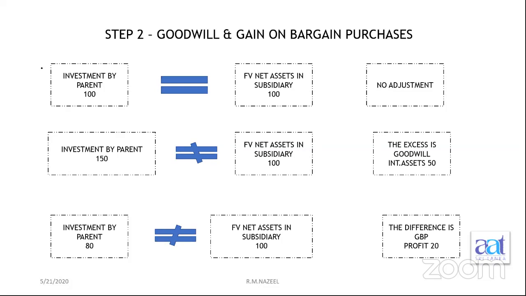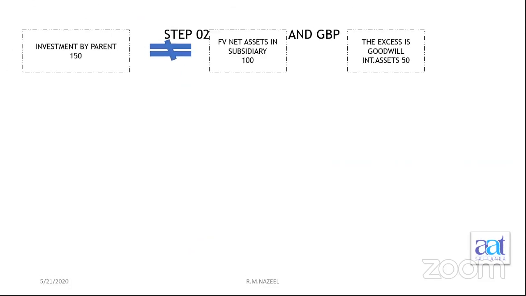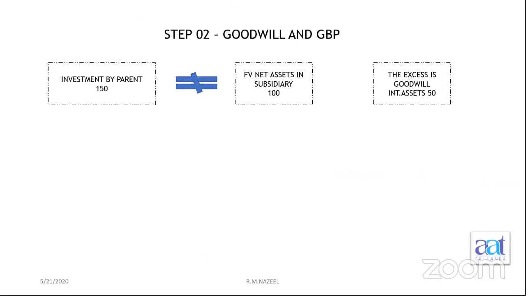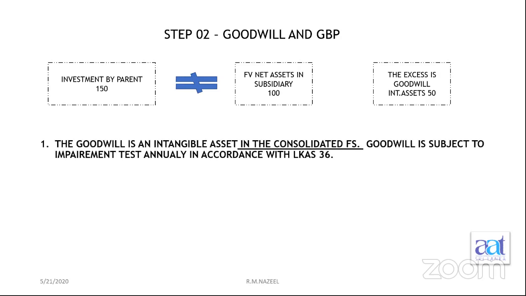Okay. Now we'll see, if the goodwill comes, how we are going to incorporate it, right? So the investment by the parent is 150, the net assets are 100. So therefore the excess is the goodwill of 50,000. Okay, goodwill 50, right? So the standard says goodwill is an intangible asset. See the word underlined: in the consolidated FS, in the consolidated accounts. So you can't have it in the parent, you can't have it in the subsidiary.